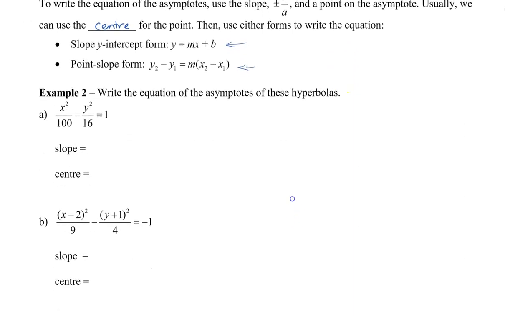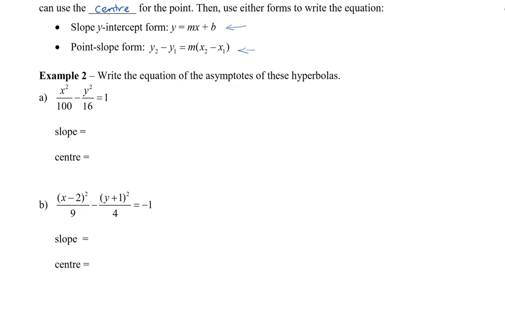So let's write the equation of the asymptote of this hyperbola here. We can see that the slope is going to be plus or minus, and it's b over a. B is the number underneath the y squared, and a is the number underneath the x squared, but don't forget we have to square root both of those numbers. So it'll be square root of 16, which is 4, and the square root of 100, which is 10. And simplifying this, we get plus or minus 2/5.